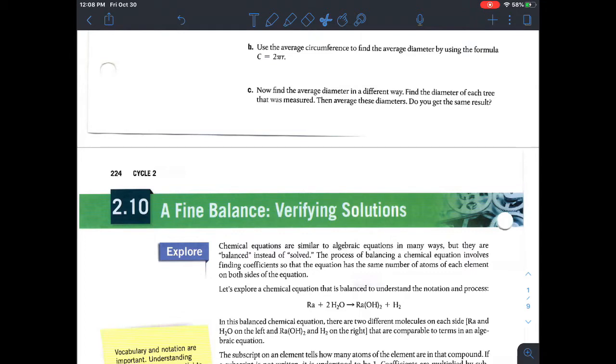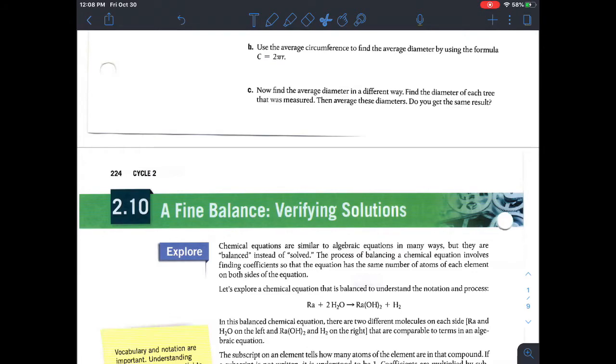2.10, verifying solutions. You guys, this will be so easy for you. I hope that you just fly through this. Maybe you don't even need to watch the video past the first one. So, if you are a chemistry lover, this question is right up your alley, and you should have no problem with it.